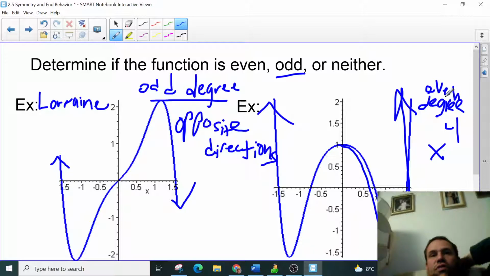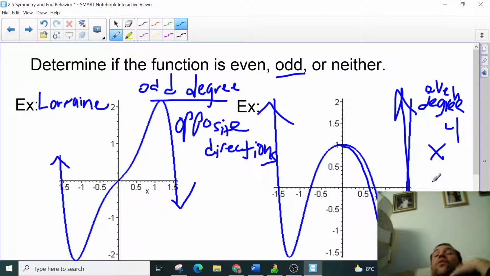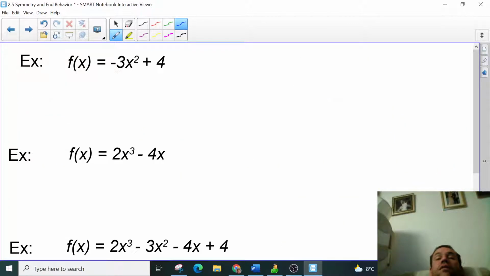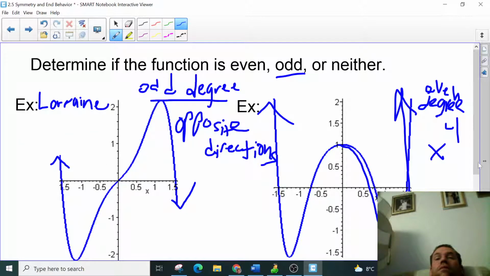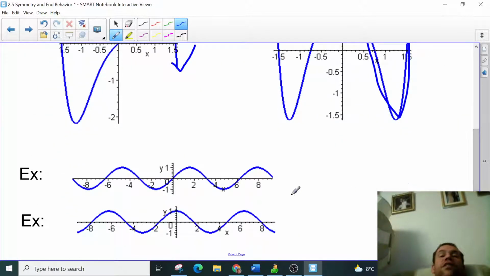Odd or even degree, and going opposite directions. So it's x to the 6th, x to the 4th, and it's even degree because the power is even. Cool. So then, let's see here. There's a couple more graphs down here.